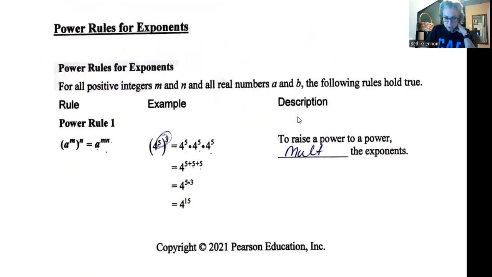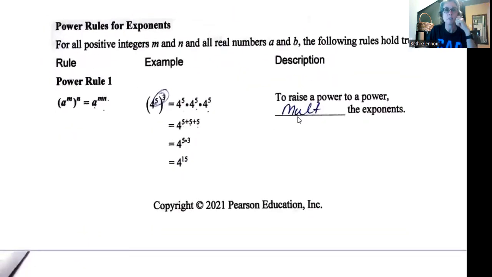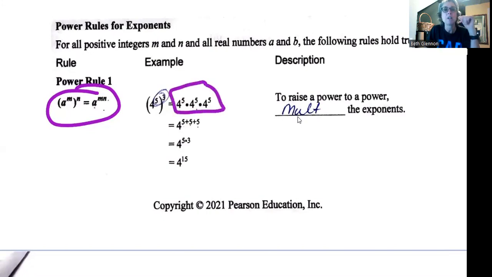Okay. So we have a couple other rules for exponents. This is called the power rule. Anytime you have a power to a power, you're going to multiply. The example I have here is 4 to the 5th to the 3rd. So really, you're going to have 4 to the 5th times 4 to the 5th times 4 to the 5th. Why not just multiply 3 times 5? And that's where, oops, sorry, you can't see that, that's where I'm going to get the 15 from, okay?